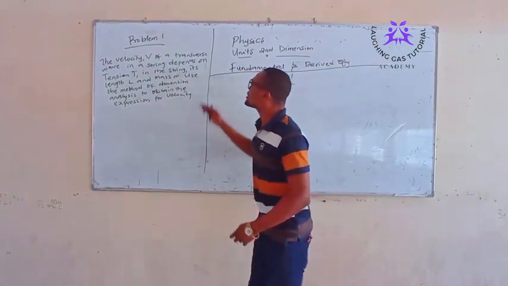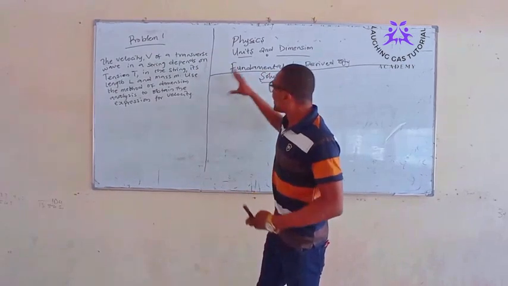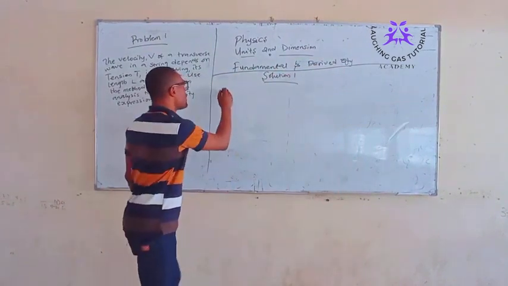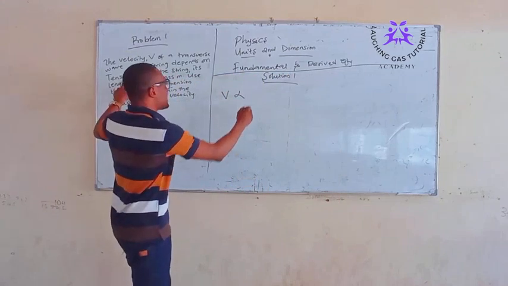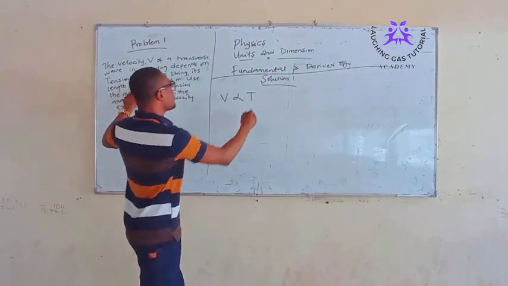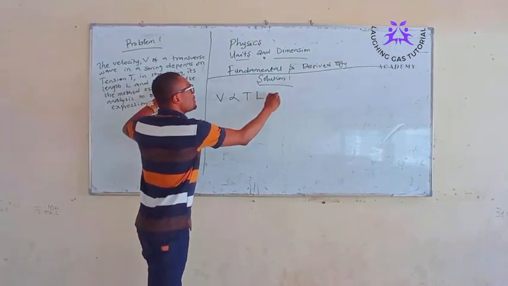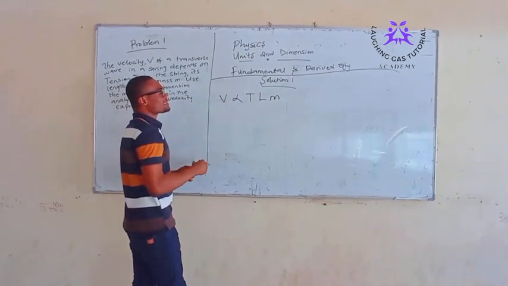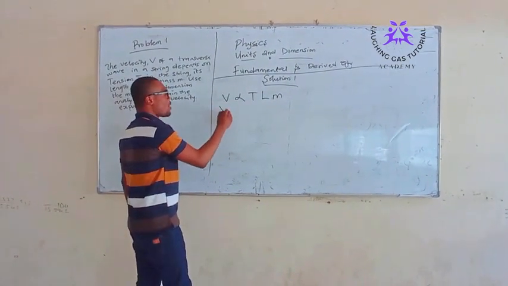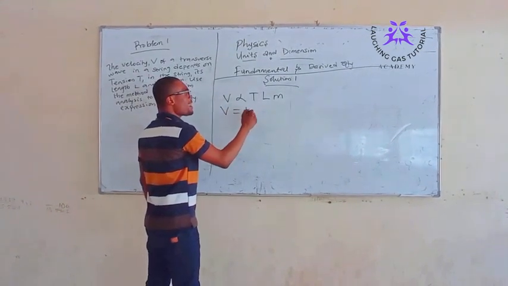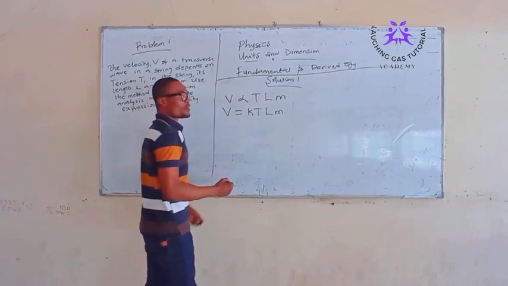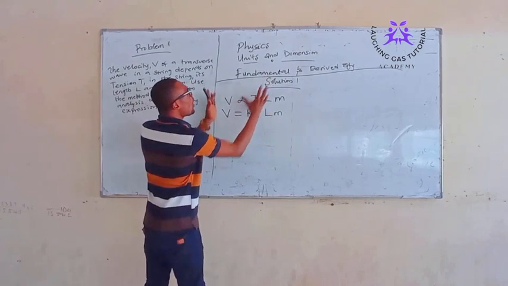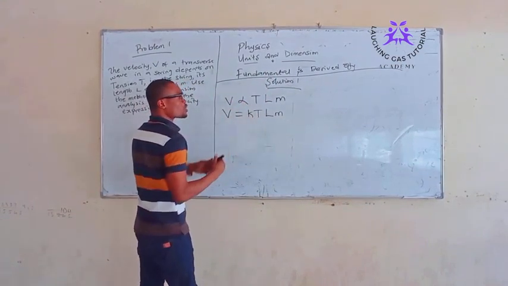So we are going to x-ray all these parameters in their dimensional form. We have velocity depending on tension, and also depending on the length and the mass. So by the time I let go of the proportionality sign and introduce my equal sign, I'll have V equal to K T L M. Alright? So I'm now going to write out all the dimensions.